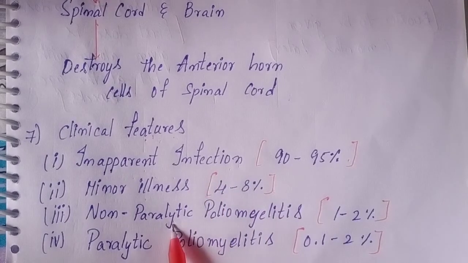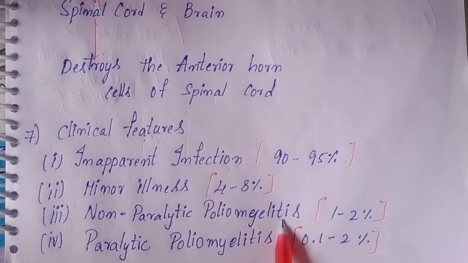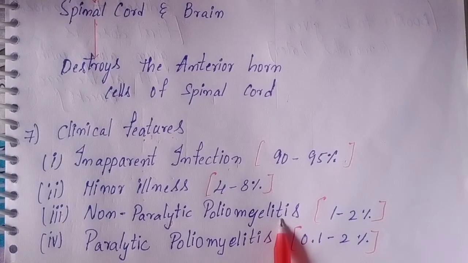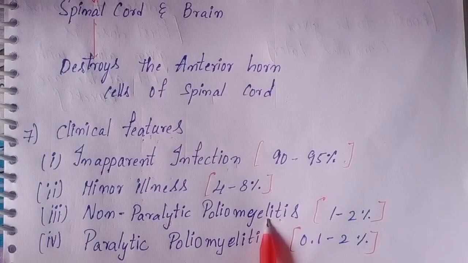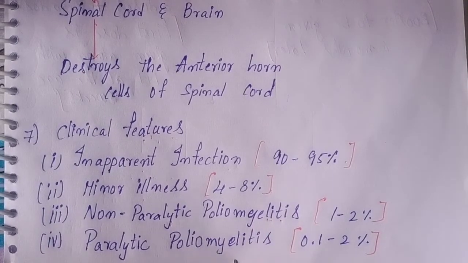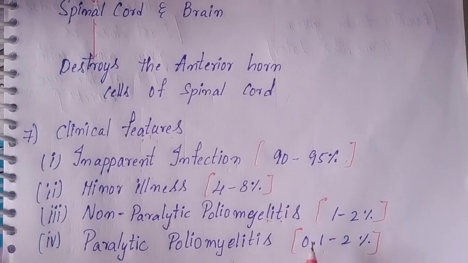Third one is non-paralytic poliomyelitis, 1 to 2%. Patient develops headache, neck stiffness, and back pain that may indicate some degree of aseptic meningitis. Next one is paralytic poliomyelitis, 0.1 to 2%. Patient develops flaccid paralysis on the basis of the site of involvement. The paralysis may be classified as spinal, bulbar, or bulbospinal.